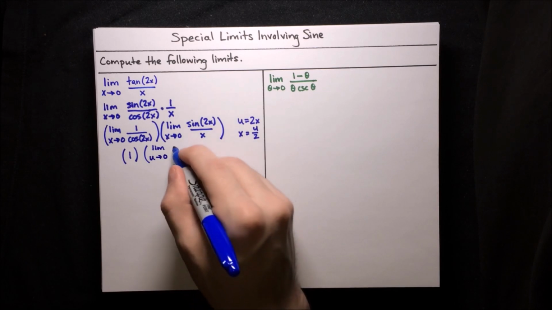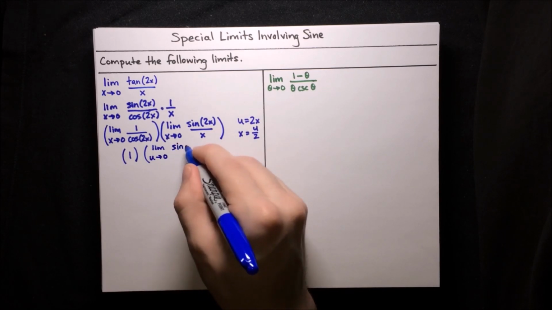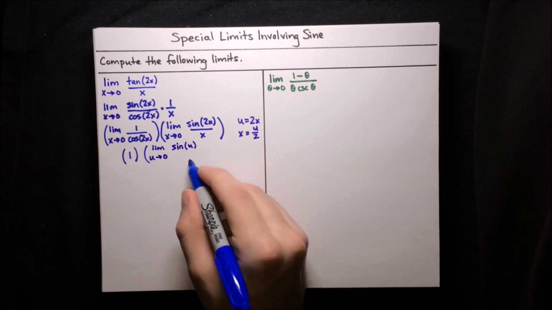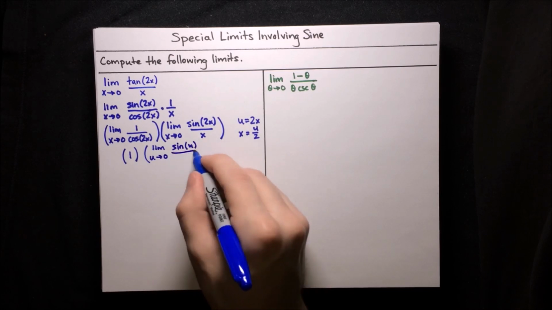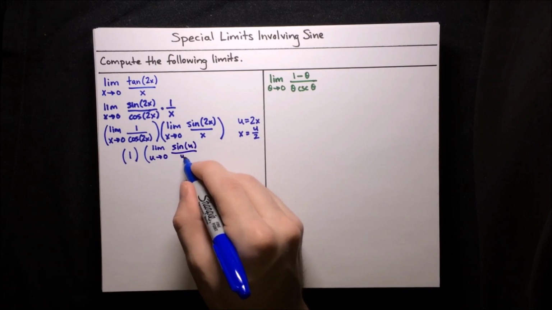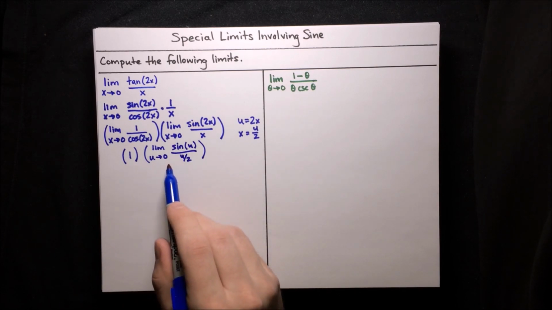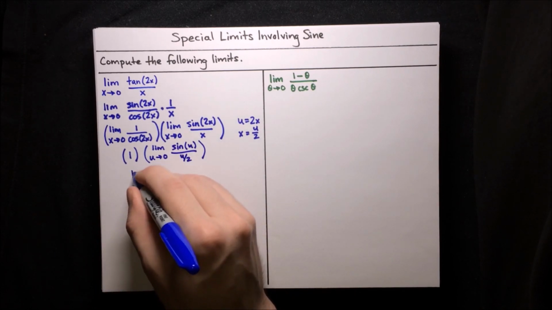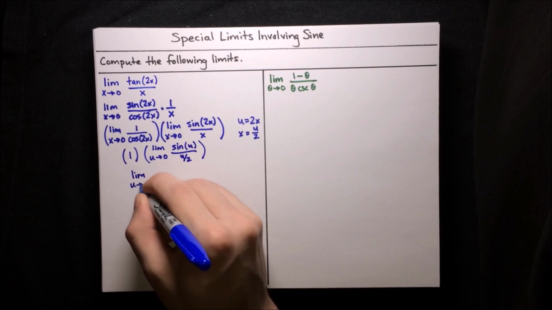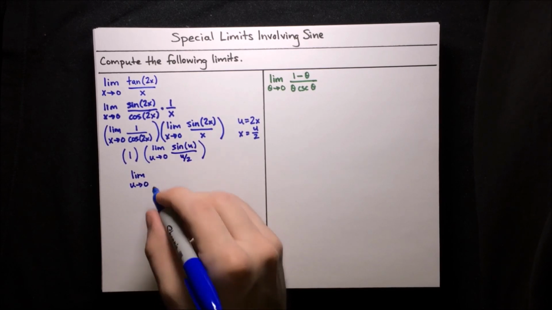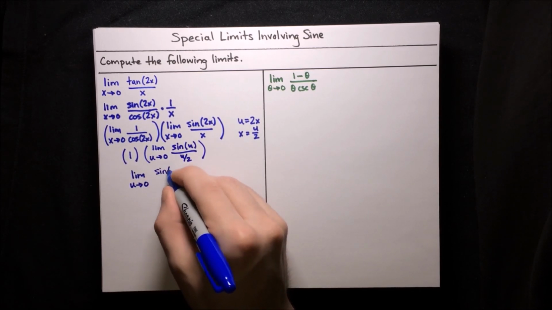And then sine of 2x, well, 2x is just u, so that becomes sine of u. And then x is just u over 2. So that's what we have in the denominator, u over 2. Alright, so this is 1 times that limit, so it's really just this limit. Limit as u approaches 0. We've got our sine of u up top, that's all good.